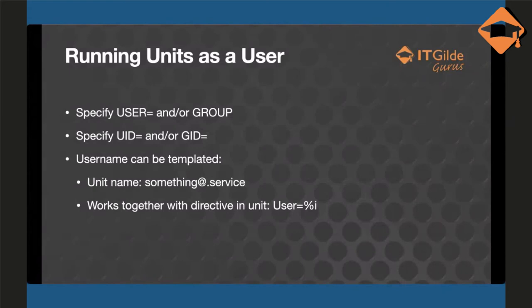In the second course, I'm going into much more detail concerning user management and systemd. For now, it's enough to tell you that you can run systemd units under a specific user and group, using the User= and Group= directives. You can even say User=%i. And if you do that, create a unit named, for instance, vsftpd@.service, and start it as, for instance, systemctl start vsftpd@nobody.service, and the FTP service will be started under the user nobody.